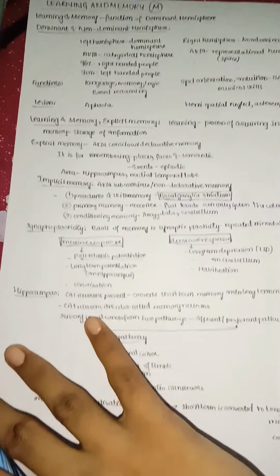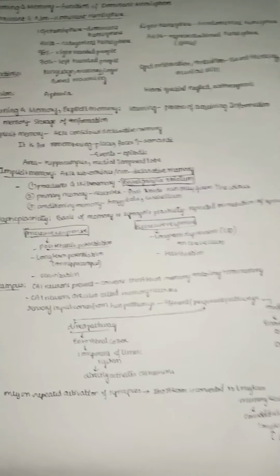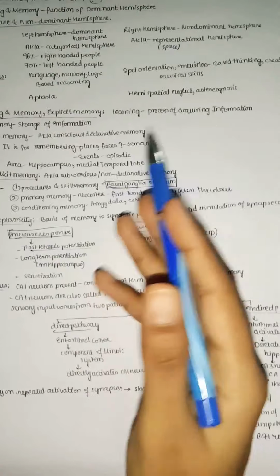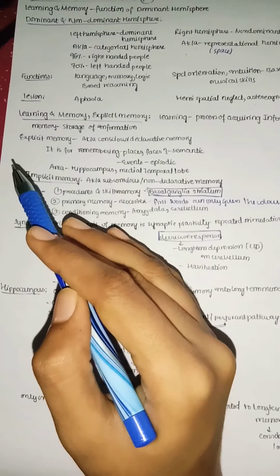Now let us see learning and memory, and what is explicit memory. Learning is mainly a process of acquiring information, but memory is a storage of information. So first, if you acquire, that is learning. Next, if you store it for a longer or shorter time, that is called memory. So what is explicit memory?